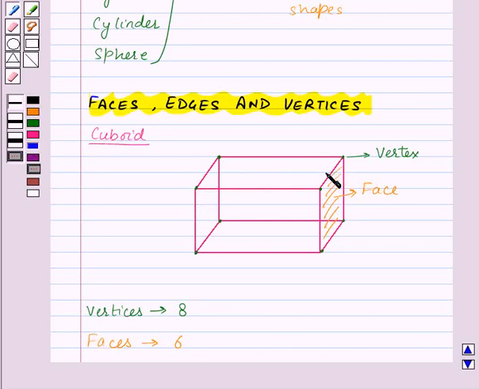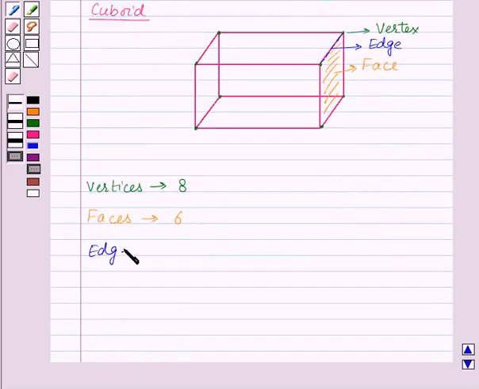Now, the line segment where two adjacent faces meet is the edge of a cuboid. So, here this is an edge of this cuboid. Now, we will count how many edges are there in a cuboid. So, we have 1, then 2, 3, 4, 5, 6, 7, 8, 9, 10, 11 and 12. So, there are 12 edges in a cuboid. In the same way, you can find out the faces, edges and vertices of other three-dimensional shapes.